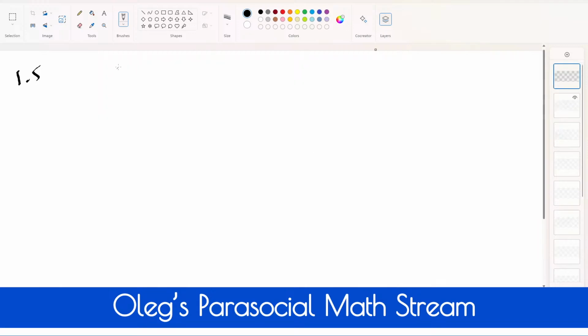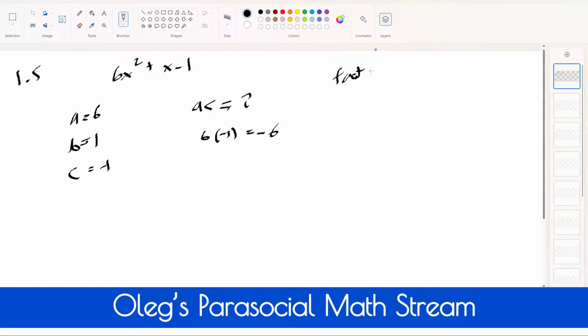So now we have this one, 6x squared plus x minus 1. So what's assigned? A is equal to 6, B is equal to 1, because 1 times x is equal to x, and C is minus 1. We want to know what is A times C. So AC is equal to what? Well, it's going to be 6 times minus 1, negative 6. And now we're going to factor negative 6.